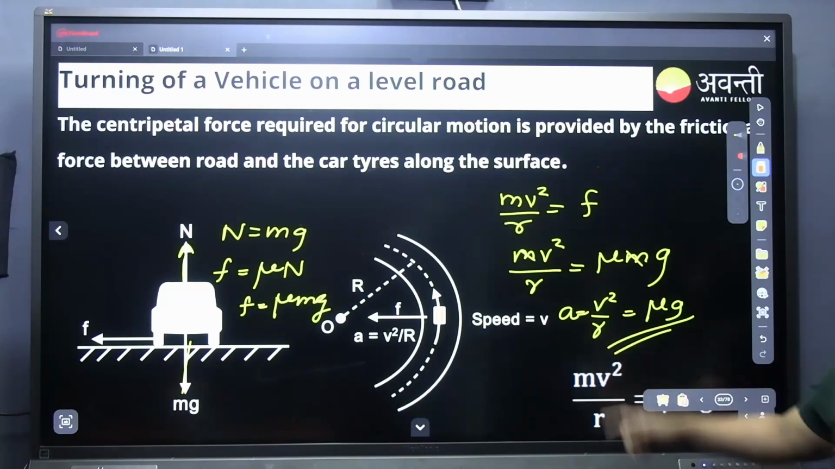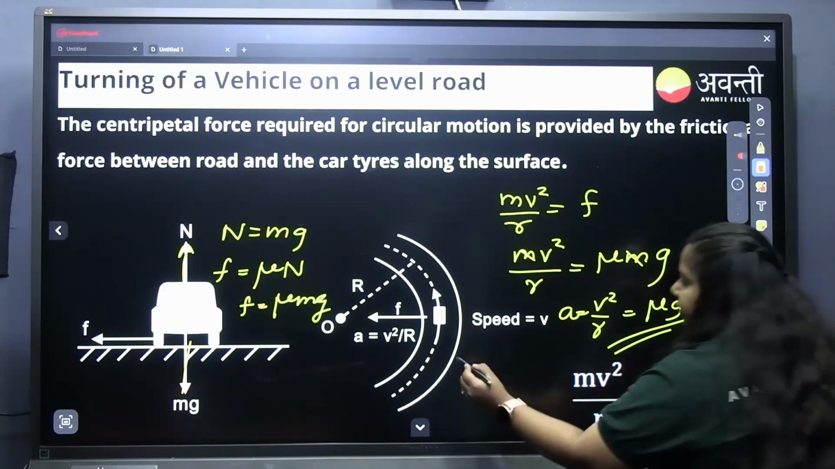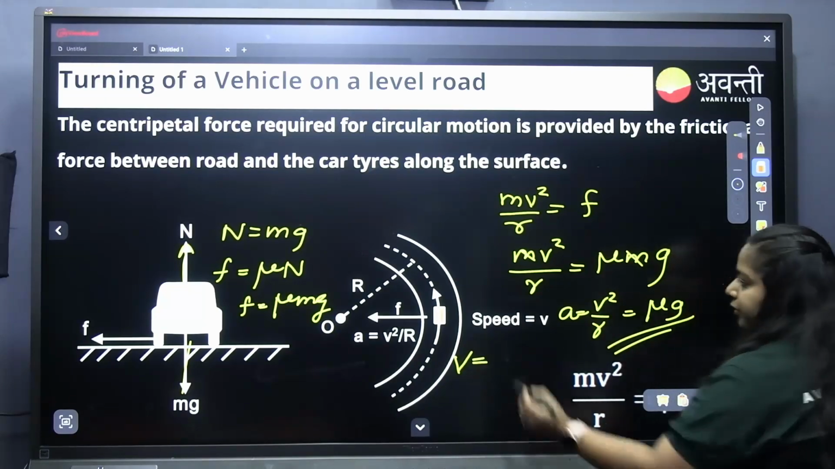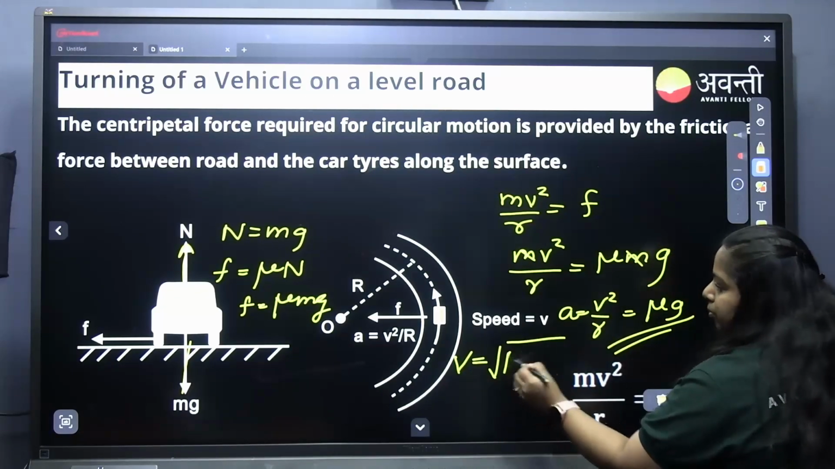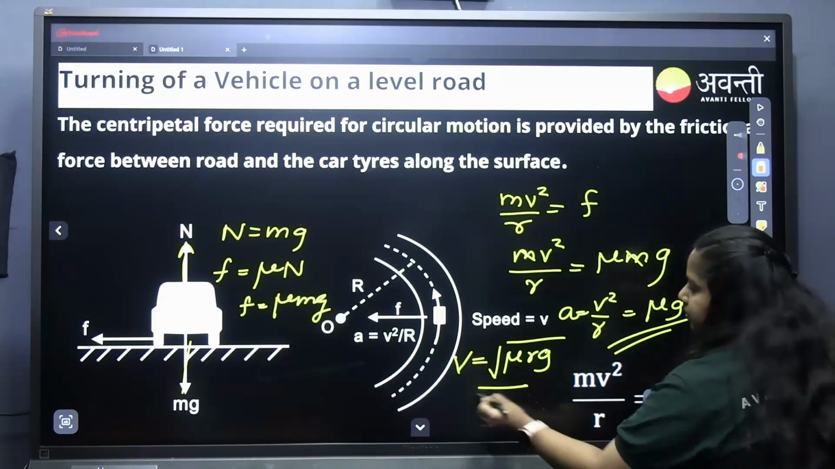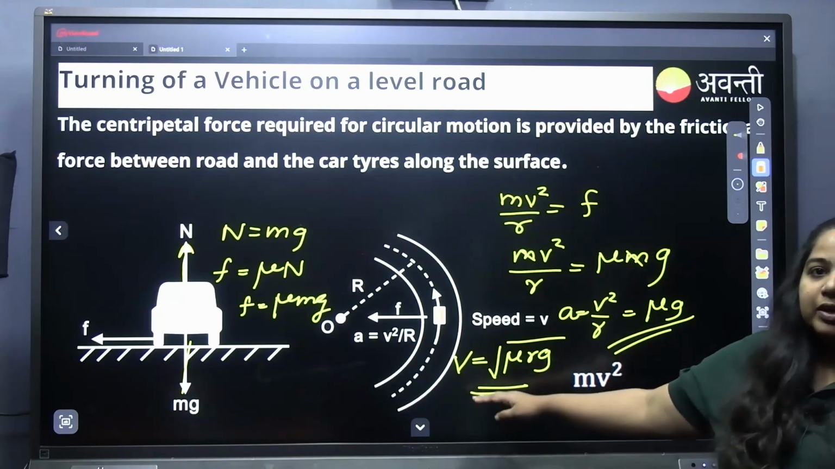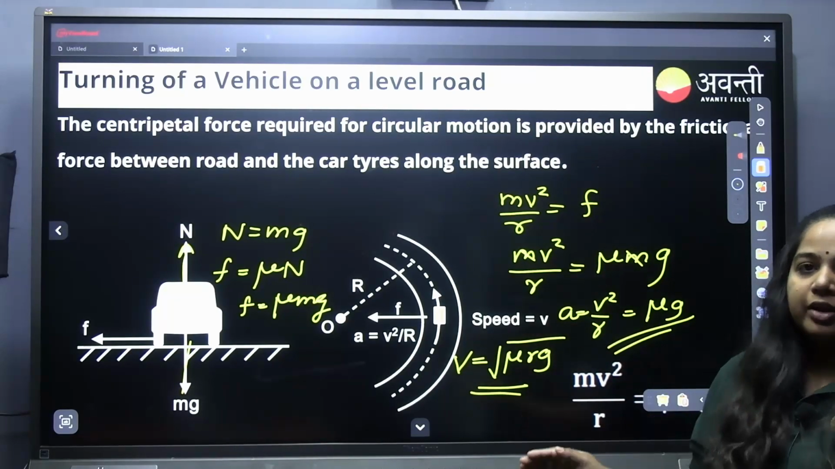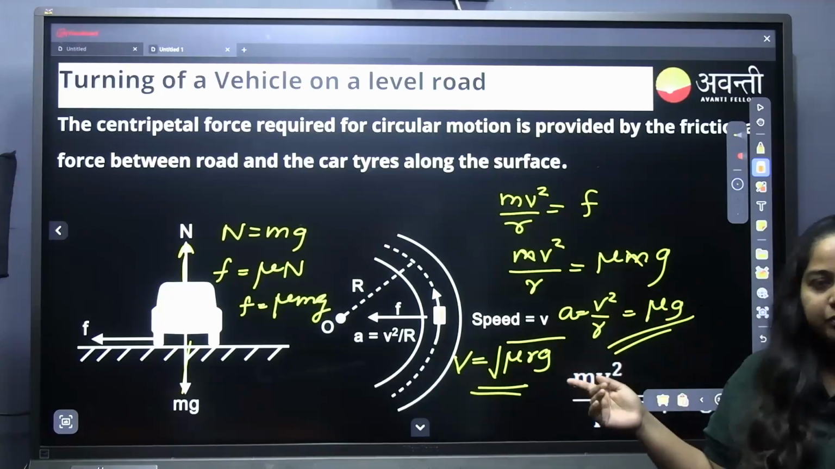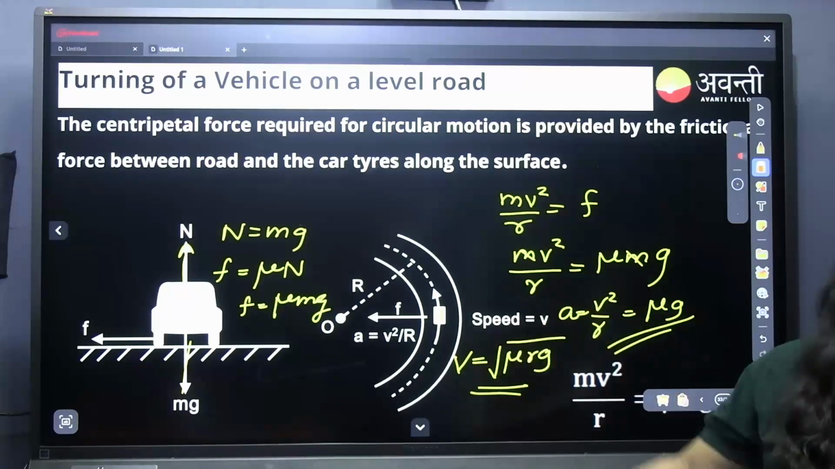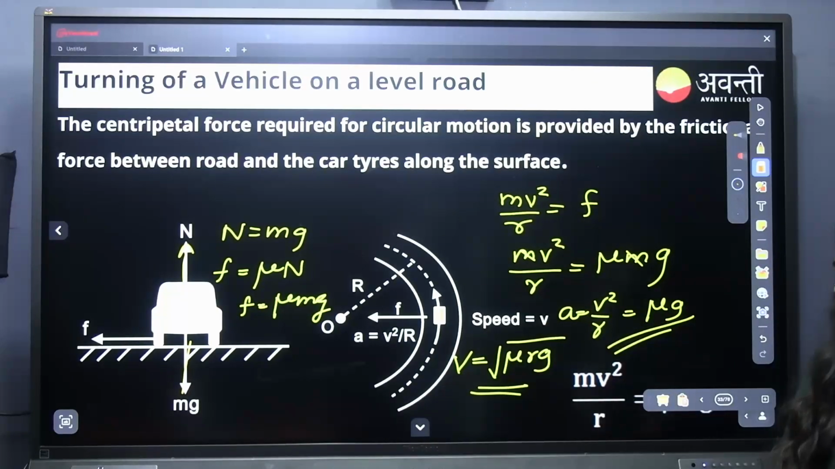From this you can find speed v equal to root of mu r g. This is the maximum velocity on a plane circular road, where the centripetal force is given by the frictional force. I hope there is no doubt in this. We will see the next one.